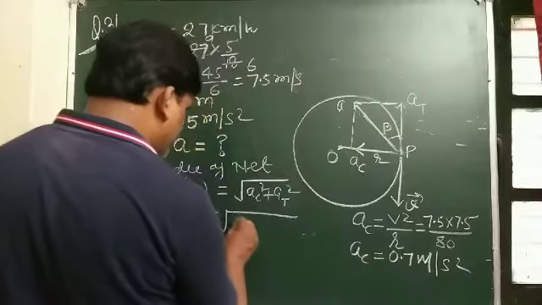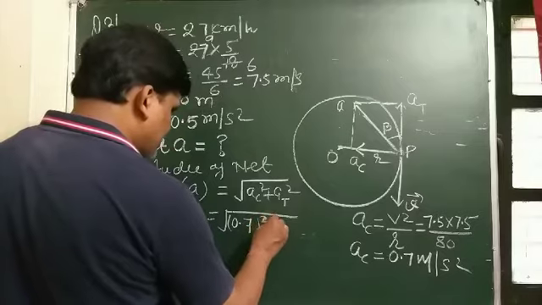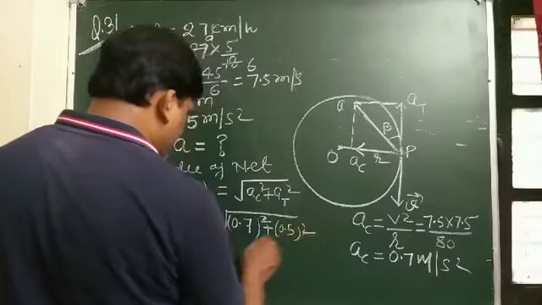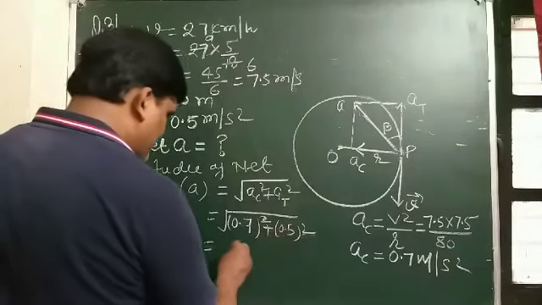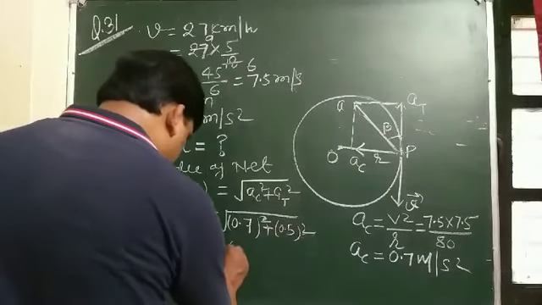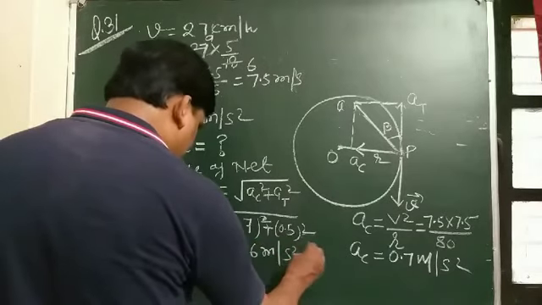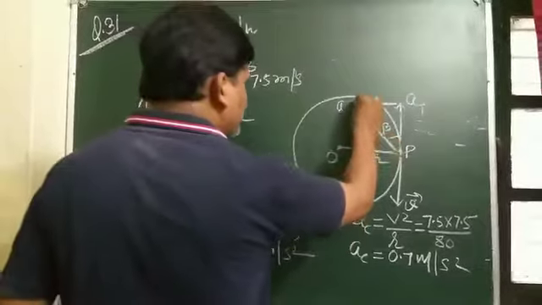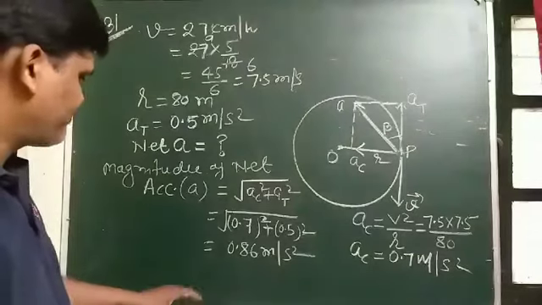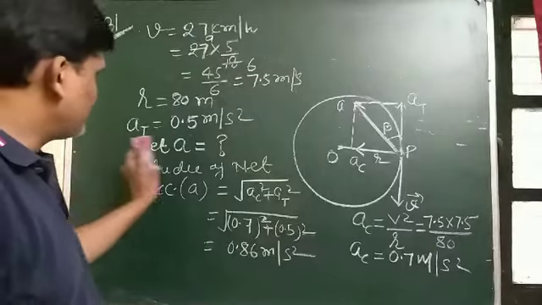So we use directly here AC square. AC square means what? 0.7 square plus AT square, which is given, 0.5 square. And students, after solving this, it comes out to be 0.86 meter per second square. This is the magnitude of the net acceleration.